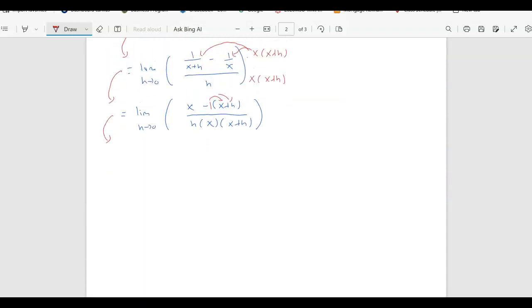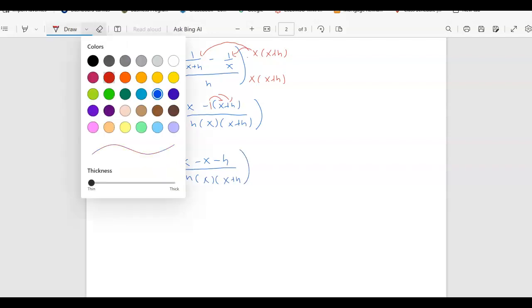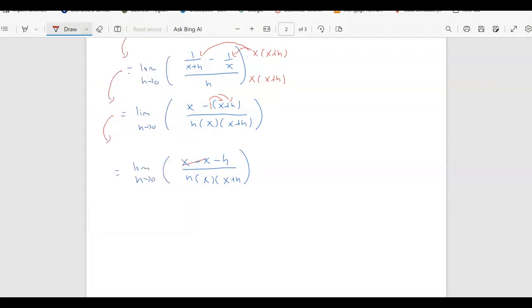And then our expression within the limit means that we have the limit as h approaches 0 of x minus x plus h, which is negative h, divided by h times x times x plus h. And then good news, we have some values simplifying. The x's cancel out. And then this is equivalent to the limit as h approaches 0 of negative h over h times x times x plus h.